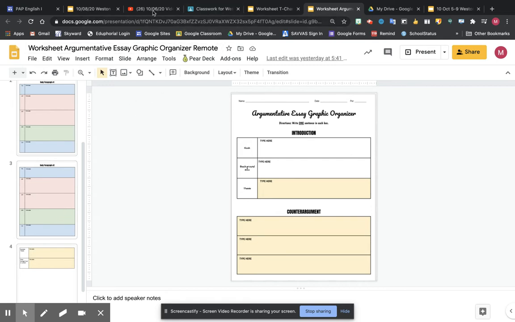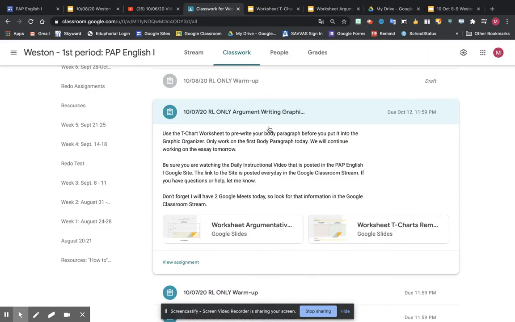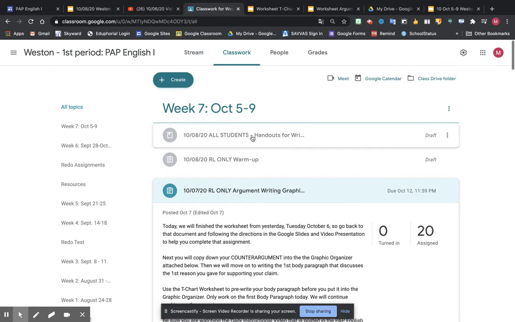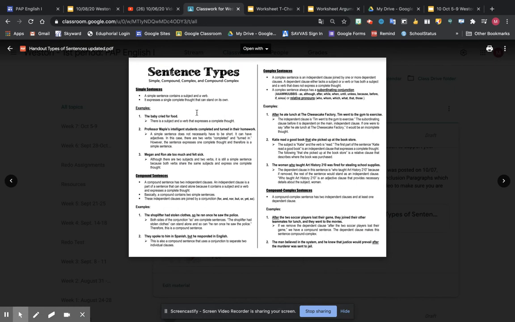Okay, let's go back to our slides. Oh, that's what I was going to say. So here, this is for all students. These are actually handouts for you to use, and this will be helpful for your warm-up, where I have a document that goes through what the different types of sentences are, gives you some examples. So if you're not quite sure how to do a simple, compound, or complex, these sentences will guide you through and show you how to do that.